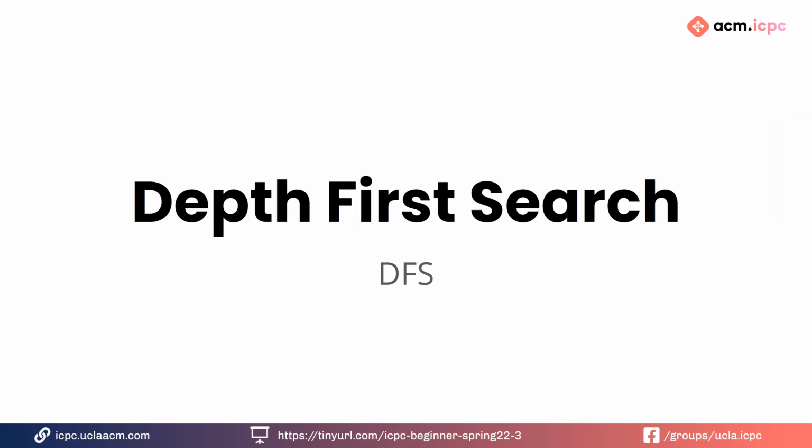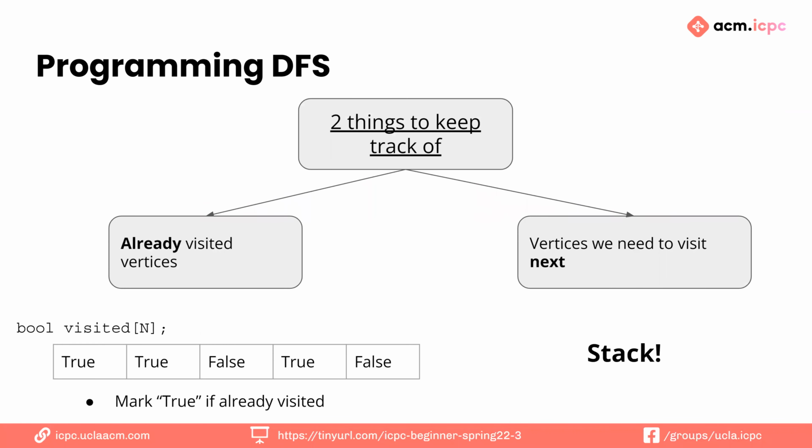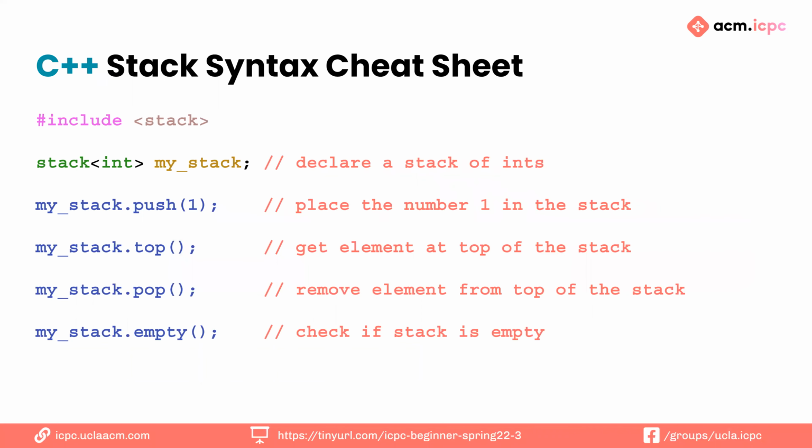Then there's DFS, which is quite similar, except it searches down a path until it can't anymore, and then it backtracks and searches down a different path. The implementation of DFS is actually really similar to BFS if you decide to use a data structure, because it's the exact same thing except you use a stack instead of a queue. And that's just because of how the order of the two searches work. Oh, okay, I guess there's a cheat sheet for stacks too.